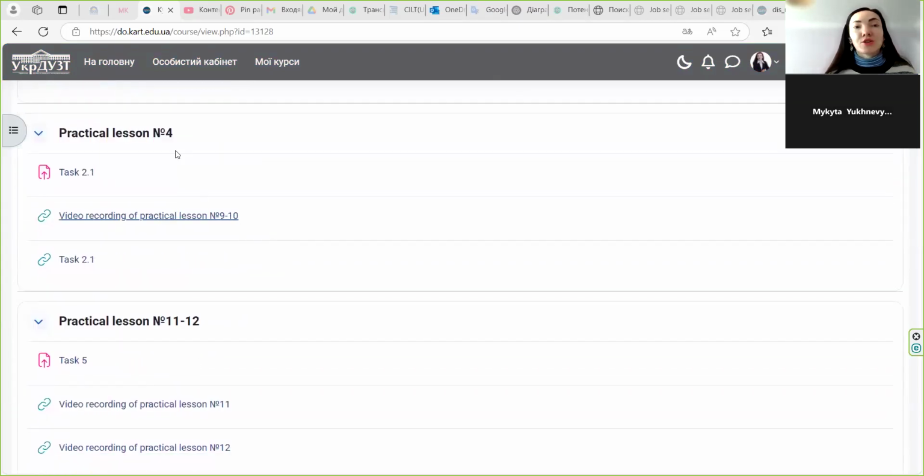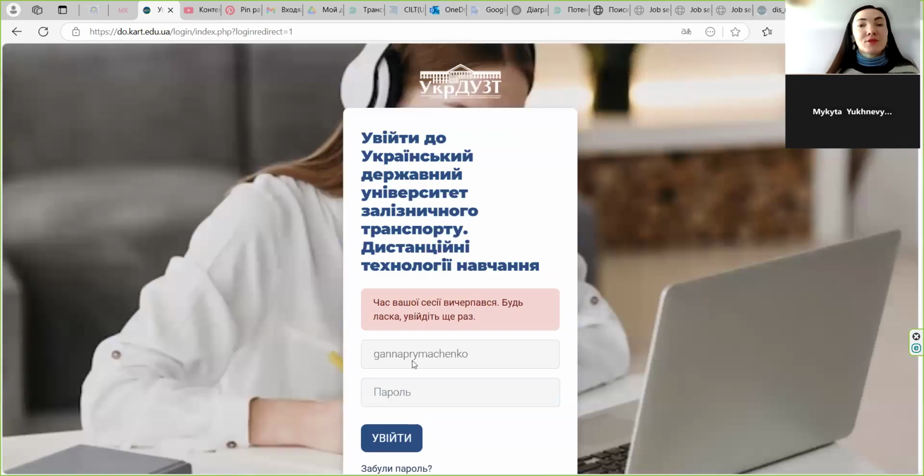We open practical lesson number 4 today. This is our task. When we have calculated everything, we can save our document, or take a photo of our calculation if we do it on paper, and download it here where you can see the red mark. Now we need this task with information.